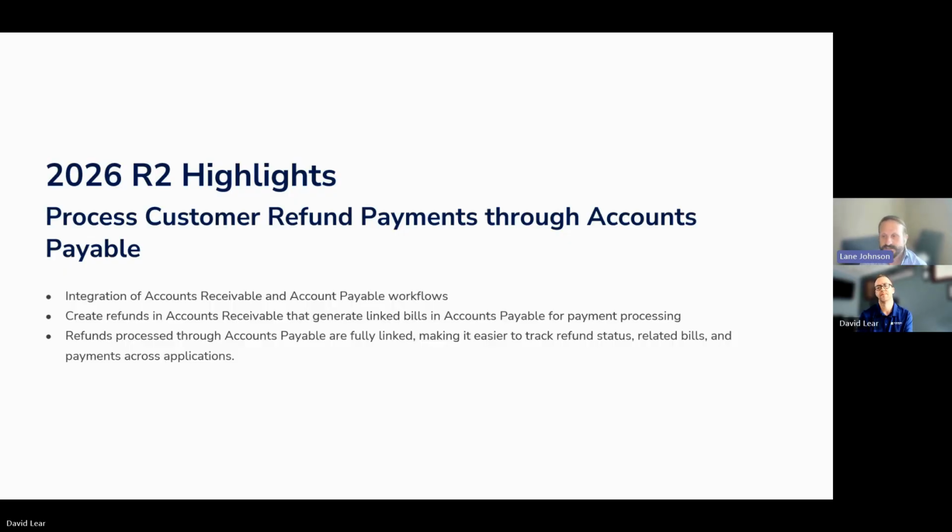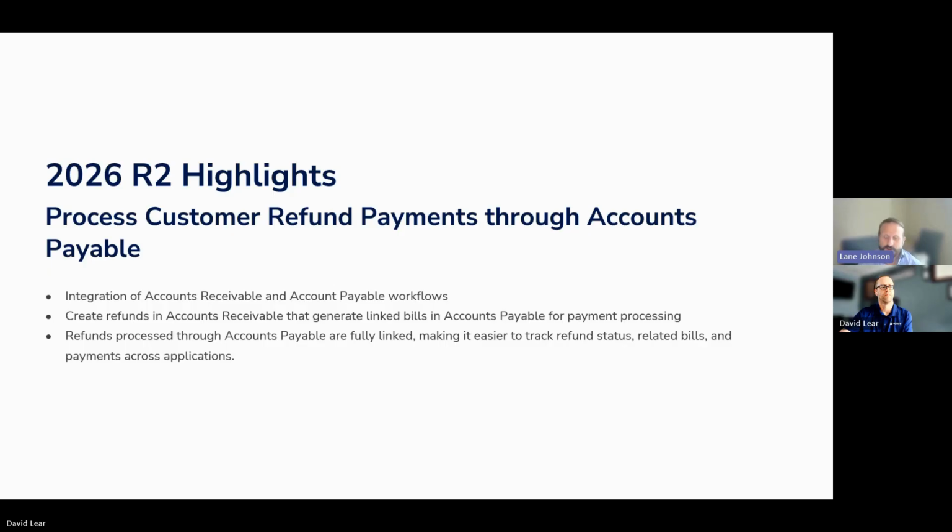This is one of a couple examples this round where customer ideas got turned into updates in a release. And so this first one is really practical, right? It's processing customer refunds through accounts payable. And so historically, when you had a customer refund, this was really a process control challenge. So the refund is going to originate in AR because it starts with the customer credit. But the actual cash disbursement is usually managed by your accounts payable or your treasury team.